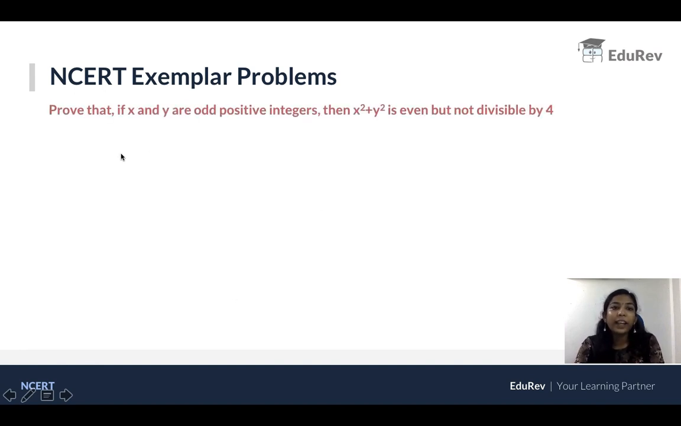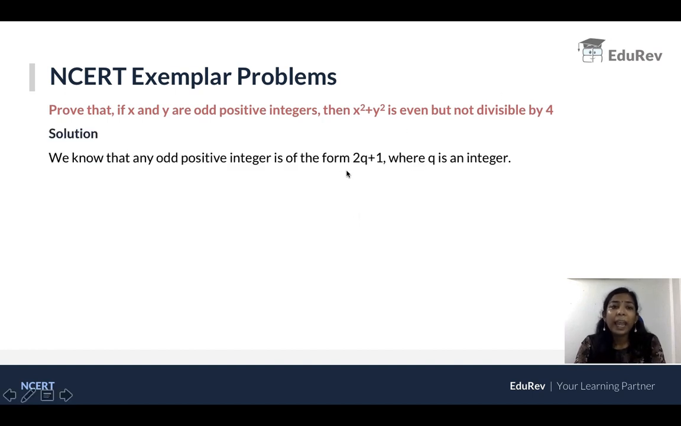Prove that if x and y are odd positive integers, then x square plus y square is even but not divisible by 4. These kinds of questions are very important and they can come for long answer questions. And what do we know? Any odd positive integer can be represented in the form of 2q plus 1 where q is an integer, and all even integers can be represented in the form of 2q.